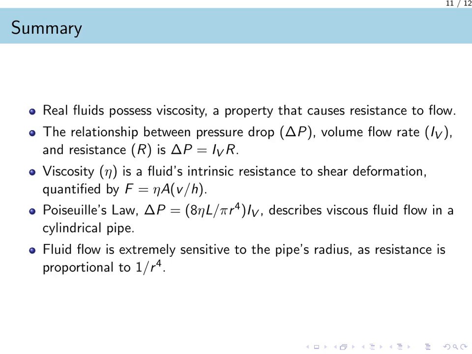The most important takeaway from this law is the powerful influence of the pipe's radius. Because the resistance is proportional to 1 over the radius to the fourth power, even a small decrease in radius requires a much larger pressure drop to keep the fluid moving at the same rate.